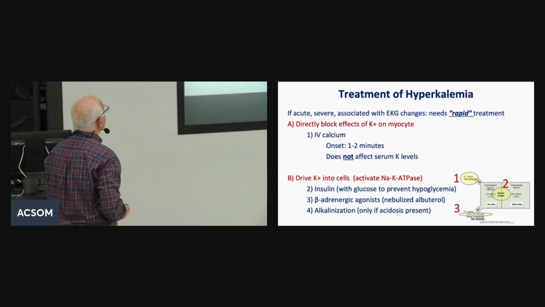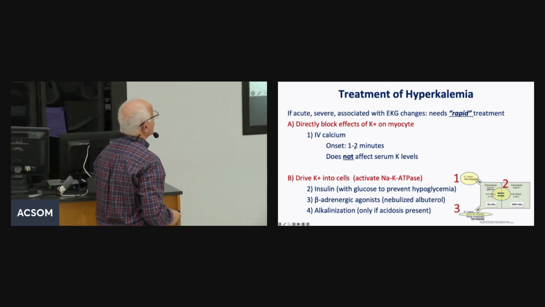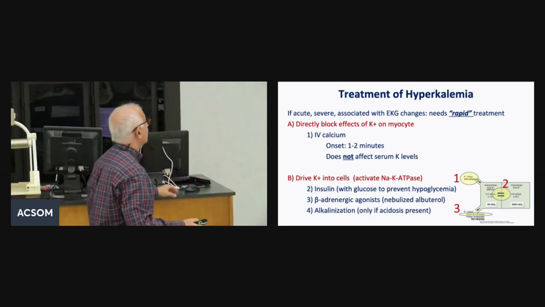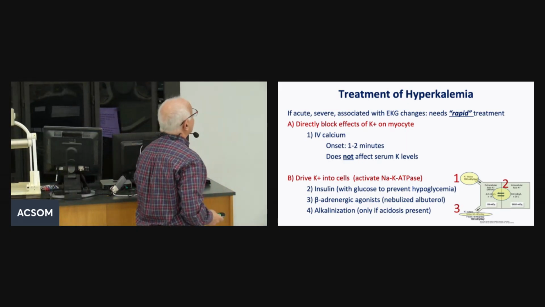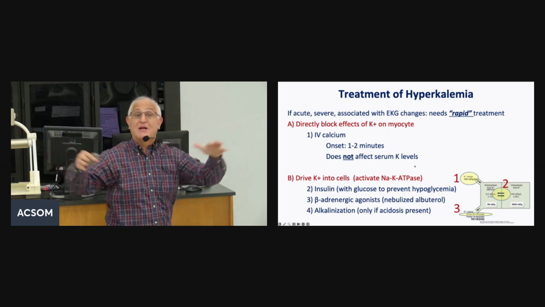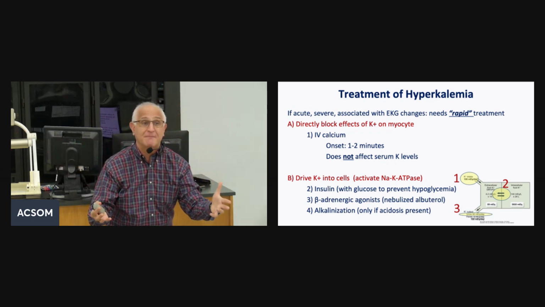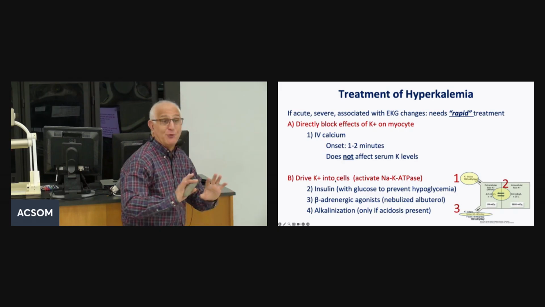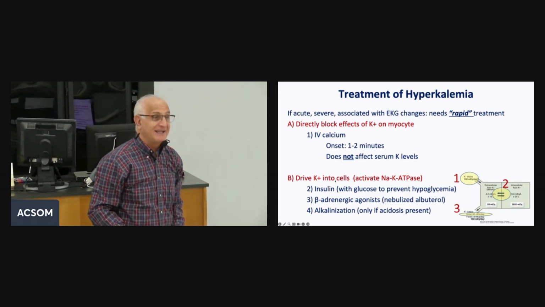So number one is giving the patient calcium. The onset is 1 to 2 minutes. In 2 minutes, you are good, right? It does not affect the serum potassium level, but it stabilizes the membrane. So at least the heart doesn't stop working, right? Gives us some time. Second is pushing the potassium inside the cell.